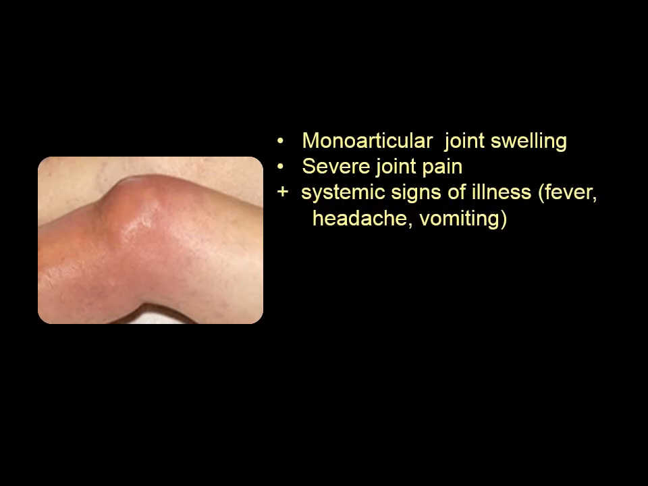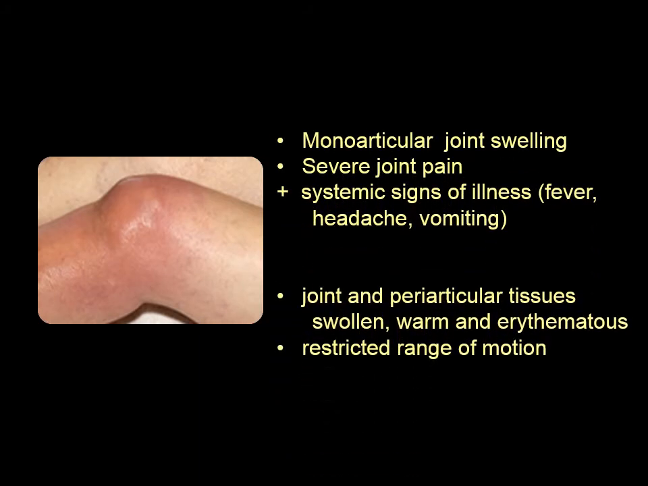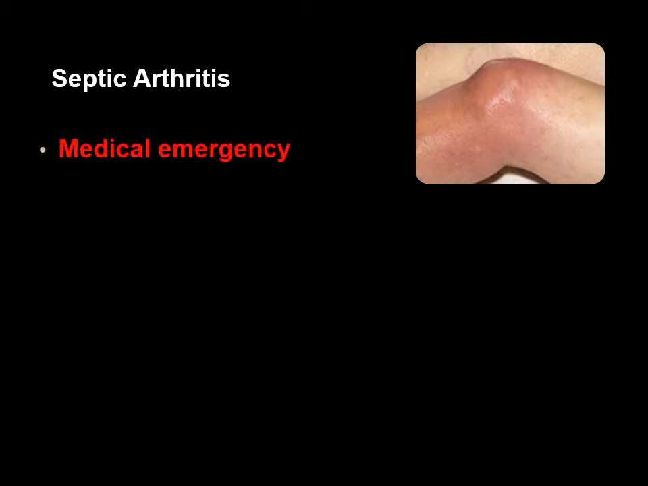If a child presents to you with a monoarticular joint swelling on examination and it is warm, erythematous, severely tender, associated with fever, consider septic arthritis. Septic arthritis is an infection of the joint space in children as a result of hematogenous dissemination of bacteria or directly from surrounding tissues. This is considered a medical emergency.